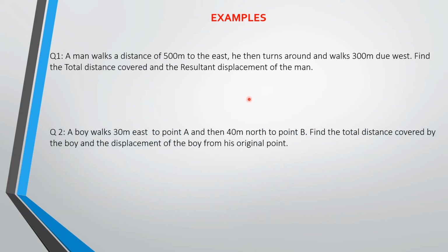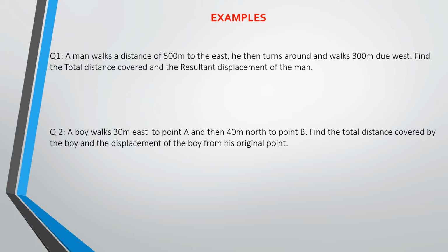We have another example here too, still to drive home this point. This question says a boy walks 30 meters east to point A and then 40 meters north to point B. Find the total distance covered by the boy and then the displacement of the boy from its original point.